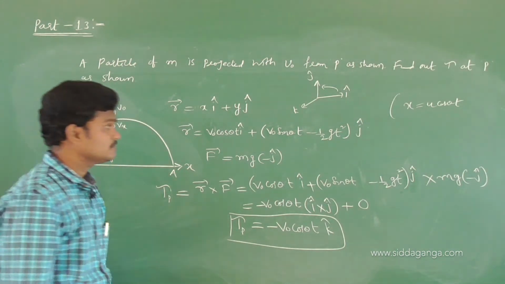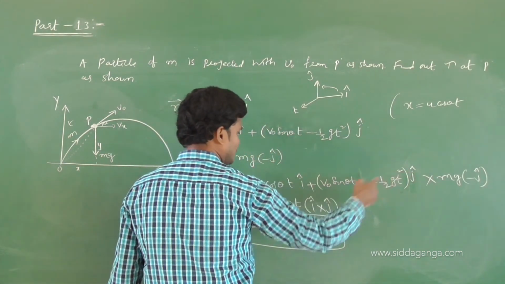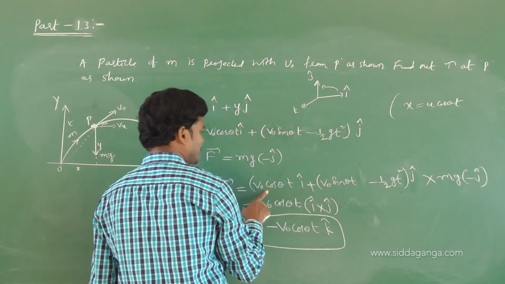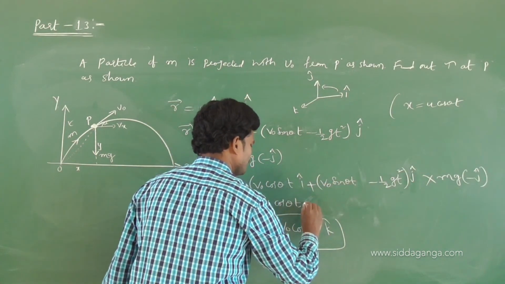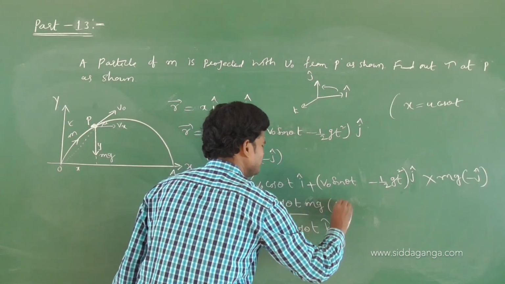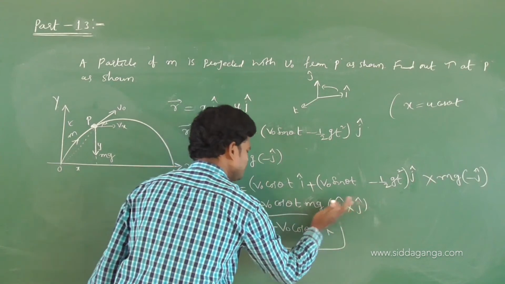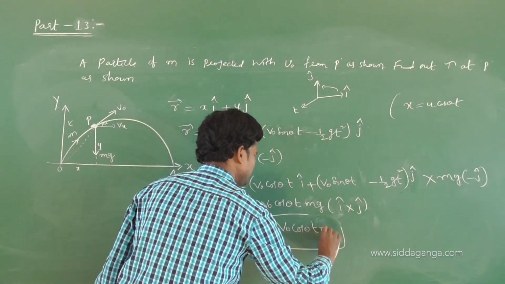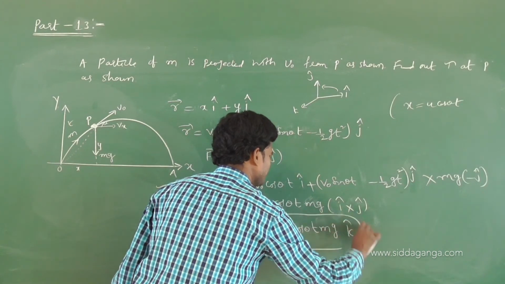And one more is missing. See, v naught cos theta into t, mg is missing. Mg i cross j minus, written already here. T mg k. Check this answer.